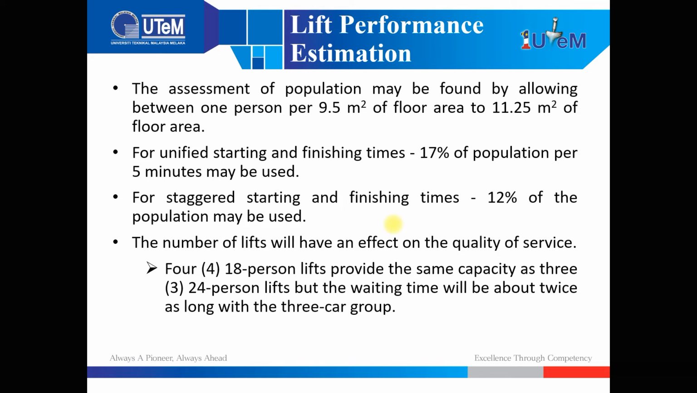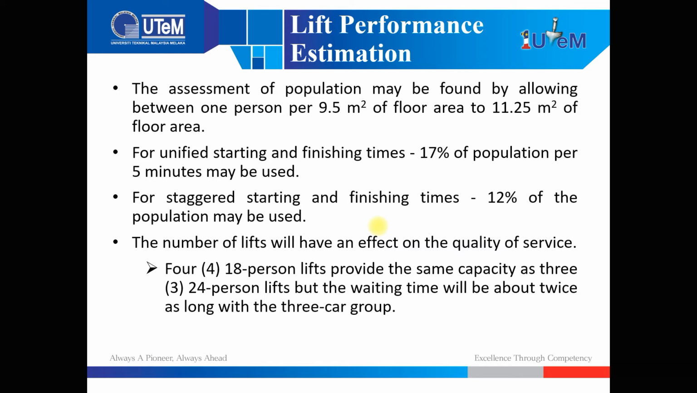And then the lift performance estimation. The assessment of population may be found by allowing between one person per 9.5 square meter, so one person will take up space of 9.5 square meter of floor area, up to 11.25 square meter of floor area. For one person to take up that much space, up to 11.25. So there are two conditions, either unified or staggered. For unified starting and finishing time, 70% of population per 5 minutes may be used. But for the staggered starting and finishing time, 12% of the population may be used.